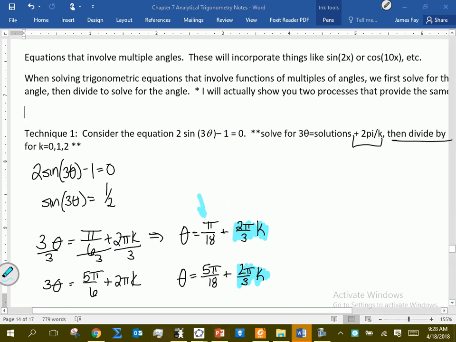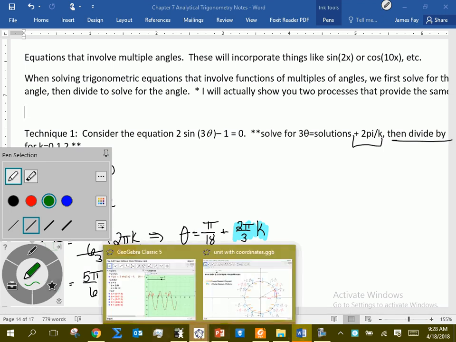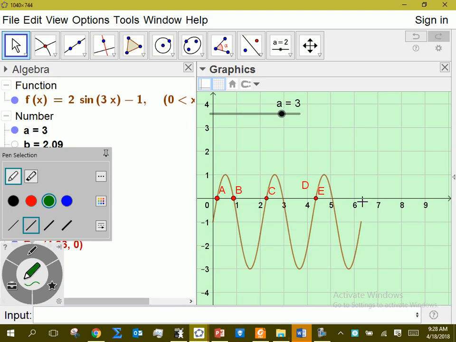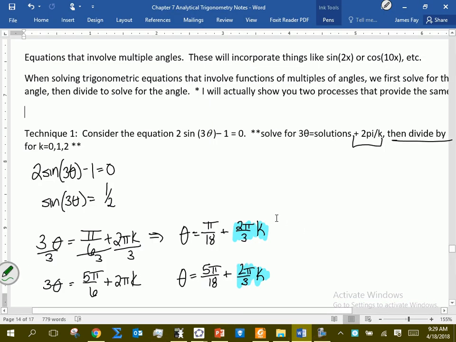This is my initial one. Pi over 18 is my initial one. But I also got, remember, I want to go between 0 and 2 pi as final answers. And we're seeing, like I said in this picture, 2 pi is right there, correct? So the initial ones were there. We had to work to find these other 4. And that work is done by letting k equal 0, 1, and 2.